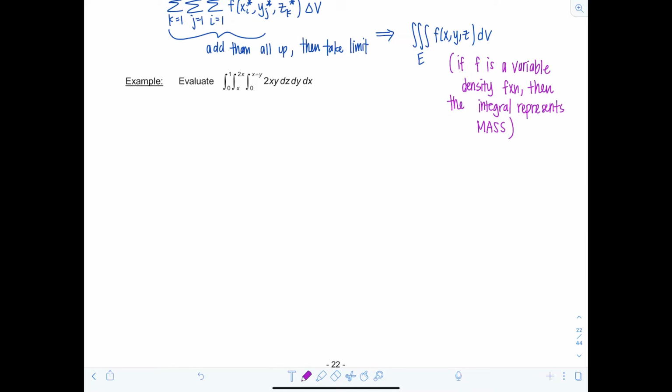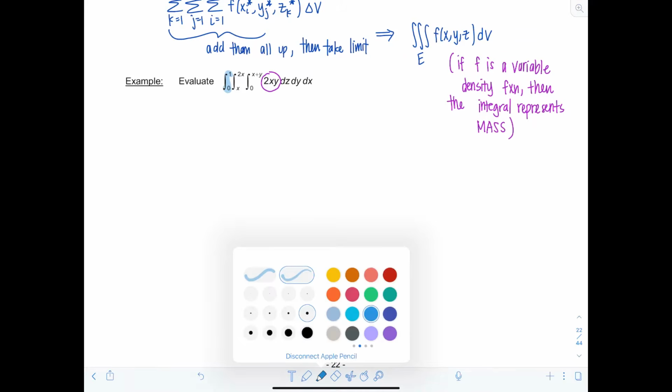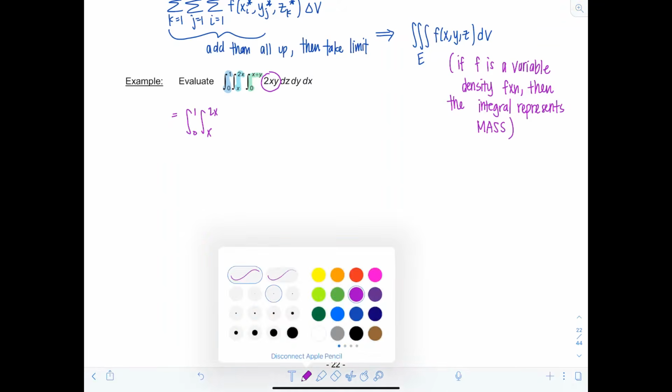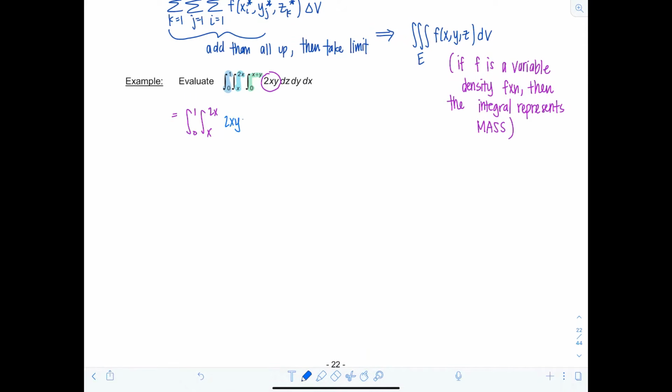My integrand, my function is 2xy, and then notice the order of integration is dz dy dx. So these outer limits always have to be the constant ones, right? And they apply to x. Then the next set of limits from x to 2x apply to y, and then this last set of limits apply to z. So that's what I'm going to anti-differentiate with respect to first. All right, so I'm going to leave alone the 0 to 1, the x to 2x, and then if I anti-differentiate 2xy with respect to z, well, 2xy is just a constant, so I'll have 2xyz evaluated from 0 to x plus y, and then I still have dy dx.